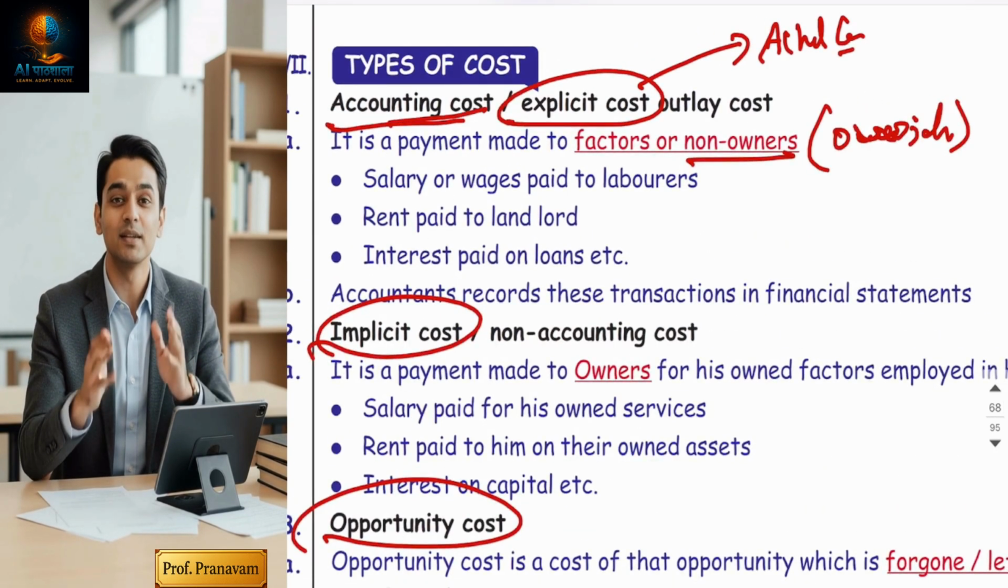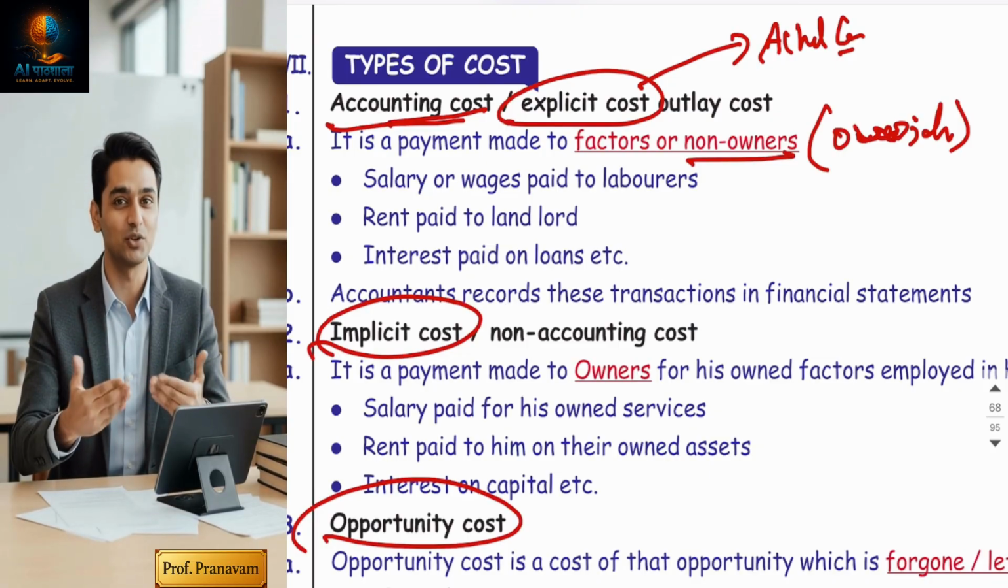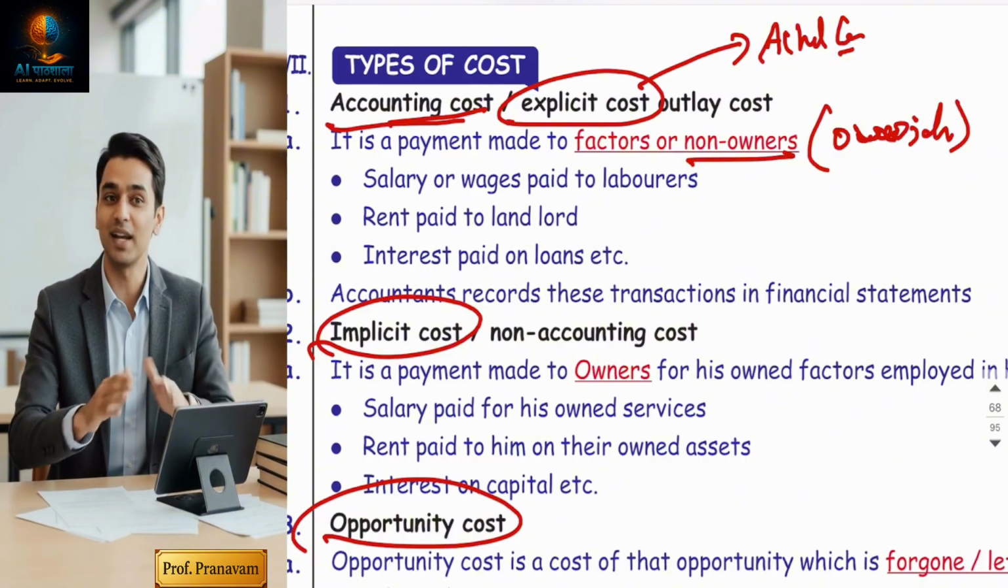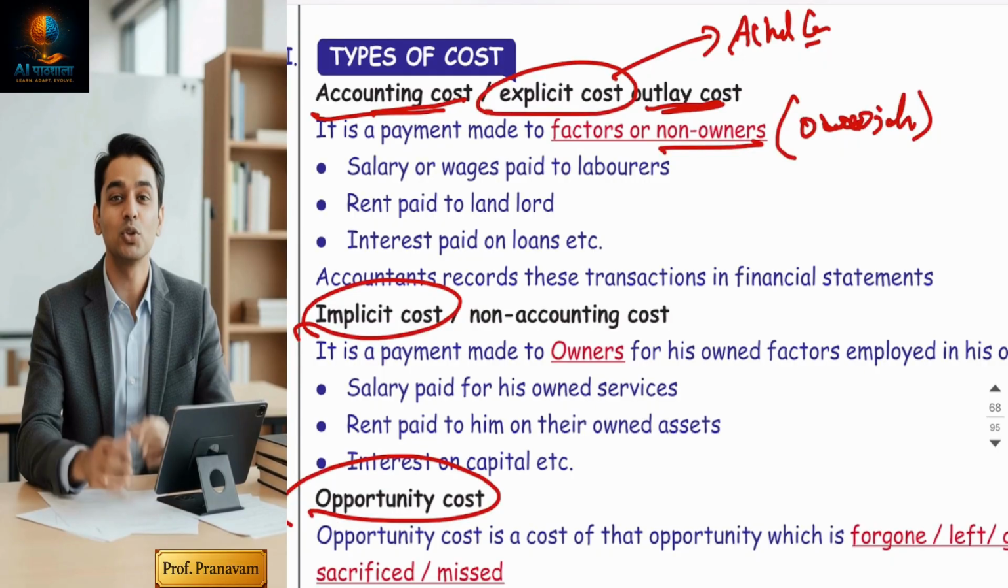It is also called accounting cost. Why? Because these are my actual expenses which I record in the books of accounts. So expenditures which are recorded in the books of accounts are called accounting cost. Outlay cost is another name for explicit cost.